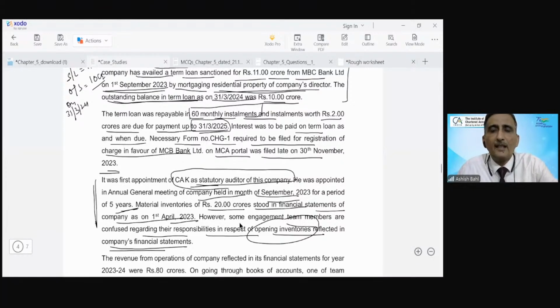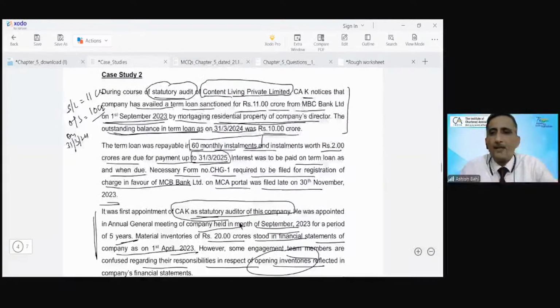Yes, guys, you are able to see the screen? Yes, case study is visible to you guys?